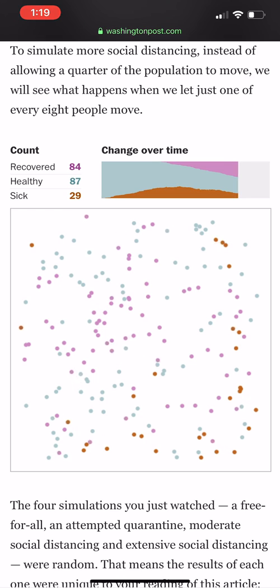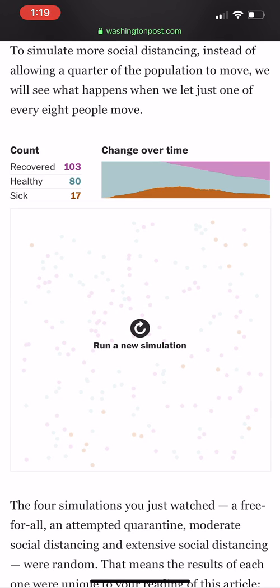The purple dots are people who were recovered. They are not getting the blue dots sick. And so you'll see that if 1/8 of the population, or in this case 25 out of 200 people, stayed where they were supposed to be, obviously the chances that you're going to infect somebody are very slim.